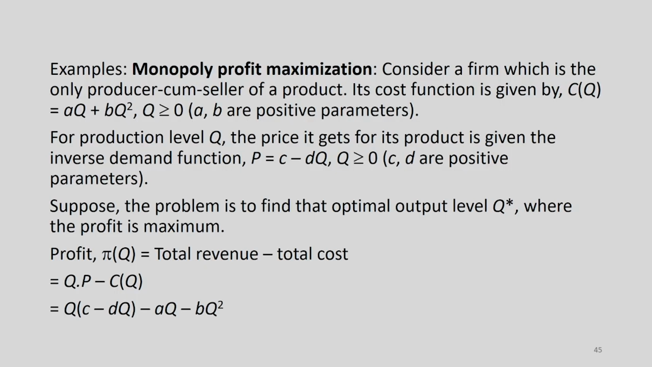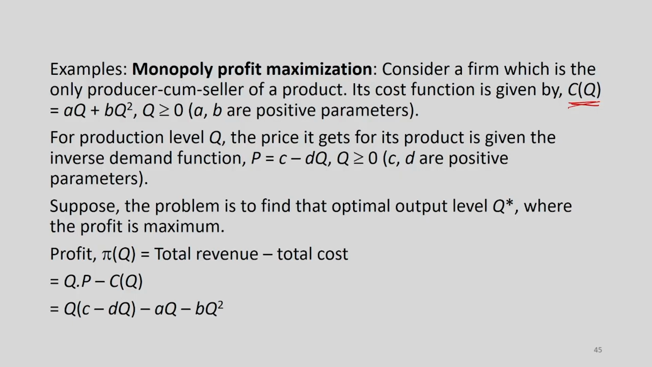Consider a firm which is the only producer cum seller of a product. Its cost function is given by C(Q). We have talked about cost function before, but here the form is given. It is equal to AQ plus BQ square if Q is greater than or equal to 0. Here A and B are positive parameters.